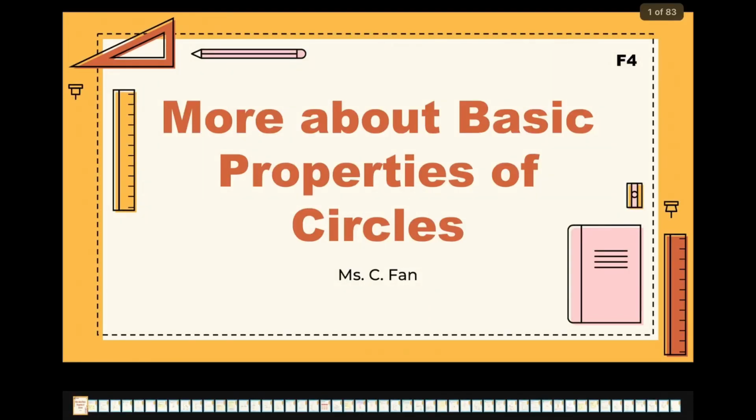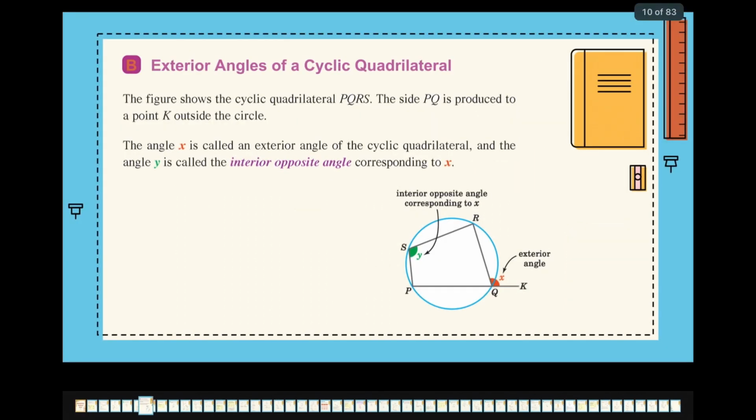Today we will look at Book 4B, Chapter 12, more about basic properties of circles. Last time we looked at the opposite angles of a cyclic quadrilateral. This time we'll look at the exterior angles of a cyclic quadrilateral.